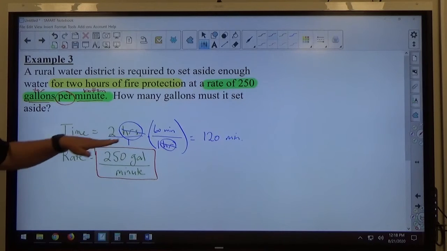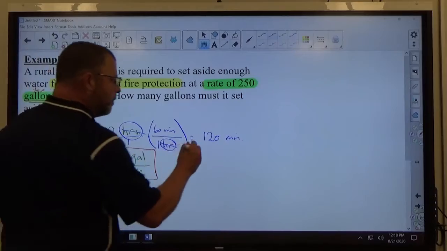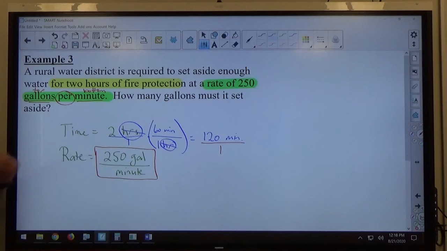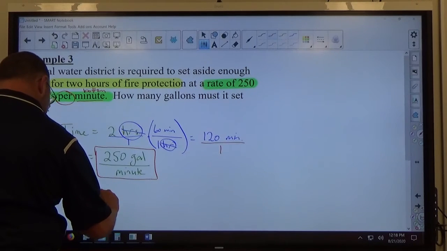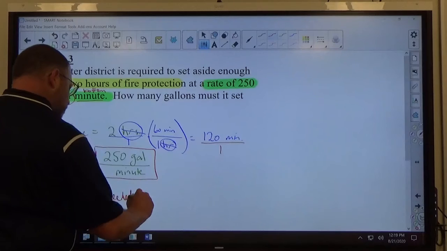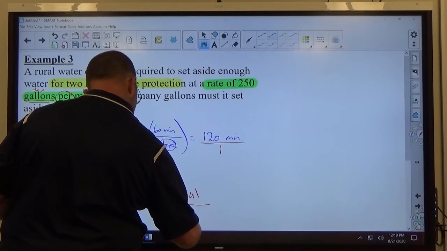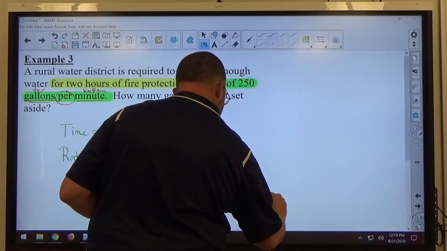Now, just like I saw here, hours on top, hours on bottom. This 120 minutes is a whole number structure, so minutes is on top. Here, minutes is on the bottom. If I multiply them as they currently exist, the minutes are going to cancel, getting me the unit of gallons I'm looking for. So I know the amount of water needed should equal 250 gallons per minute times 120 minutes over 1.